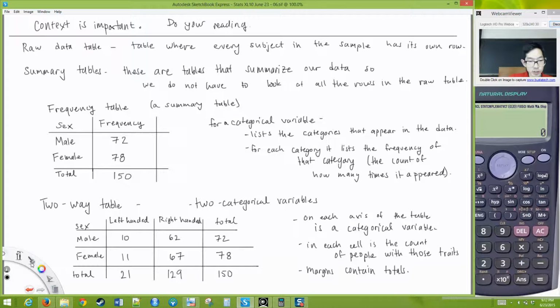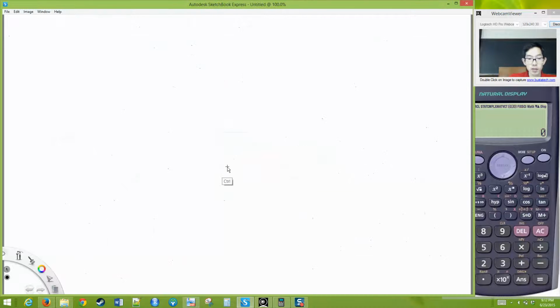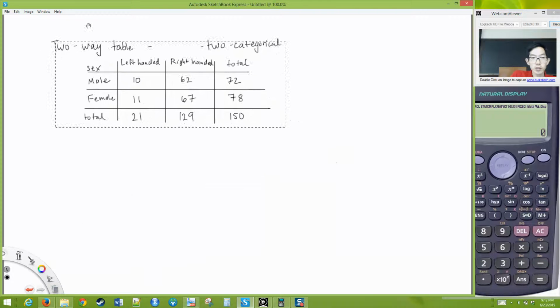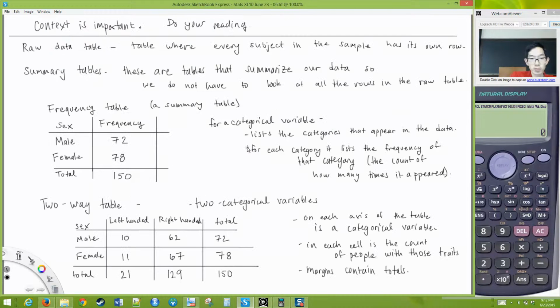Okay, so I'm going to, we're going to continue working with this table right here. Did I switch the slide too quickly? Yes, I need to go back. Oops. All right, so I'll leave this up for a moment.